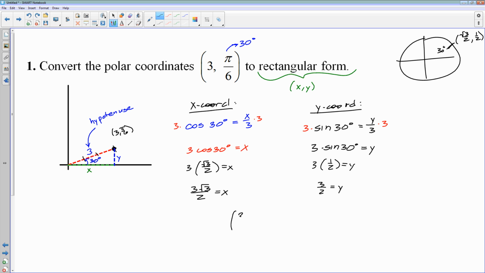and then we'll simply throw it in ordered pair format. So my x coordinate is 3 root 3 over 2. My y coordinate is simply 3 over 2. And there is your answer. Good.